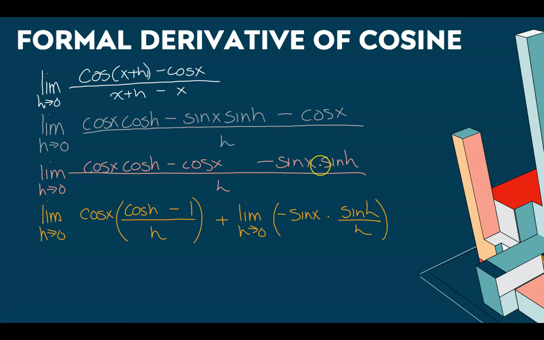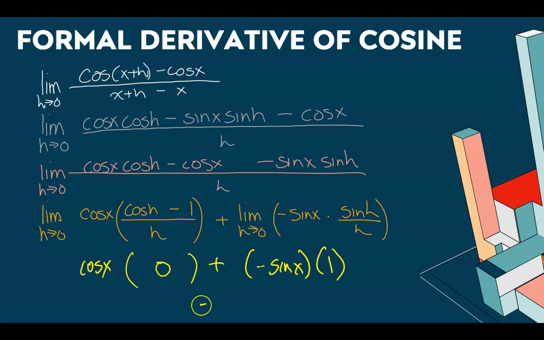And out of this last term, we end up with negative sine of x, and we might as well put our h under sine of h. Those feel like they go together. Limit as h goes to 0 of cosine x is cosine x. Limit as h goes to 0 of this whole structure is 0. Limit as h goes to 0 of negative sine of x is negative sine of x. And limit as h goes to 0 of sine h over h is 1. So we get that the derivative of cosine is negative sine.